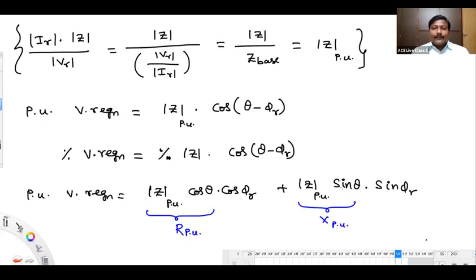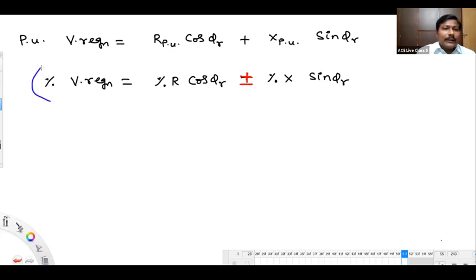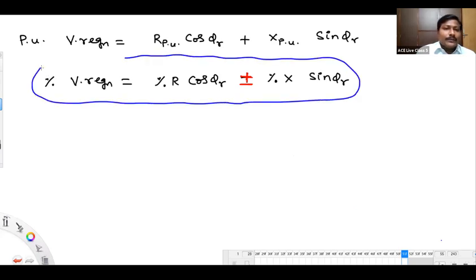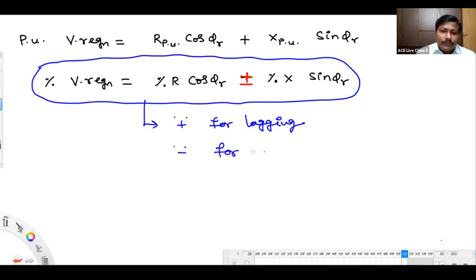But whereas in this equation, minus for lagging, plus for leading. Okay. So in this equation, I'm going to say plus for lagging load and minus for leading load. Getting all of you? Percentage R cos phi r plus or minus percentage X into sin phi r.